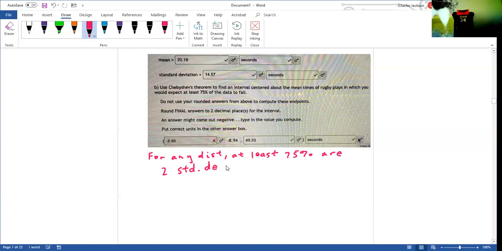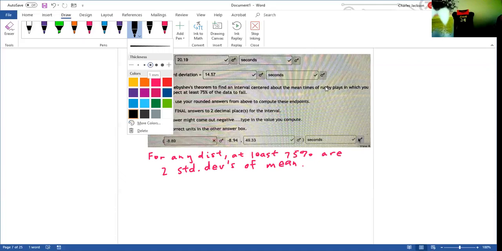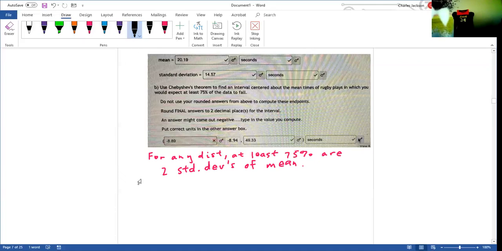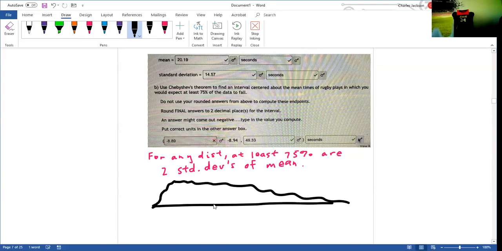Two standard deviations of the mean. And of course, for part C, we're going to use the rule that for any distribution, at least 88.9% of the data are within three standard deviations of the mean. So the picture that we drew in class looked something like this. We just have some distribution. Shape doesn't matter, doesn't have to be normal, doesn't have to be special.